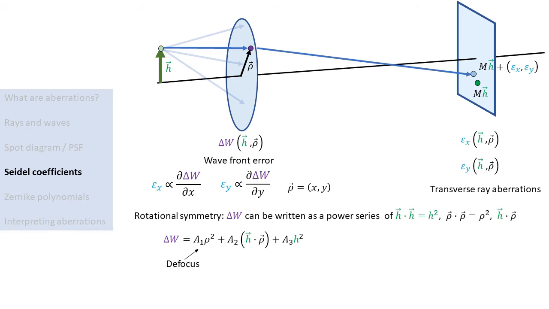We see that the image shift is directly proportional to the position of the point source, which results in nothing more than a magnification of the image, so this term is also not very interesting. The third term does not vary as a function of the pupil coordinates, so it does not contribute to the transverse ray aberrations. So we see that none of the linear terms are interesting.